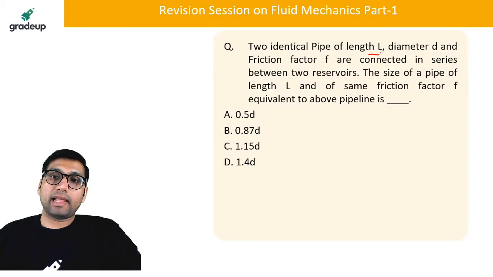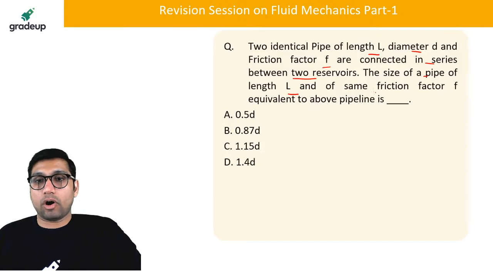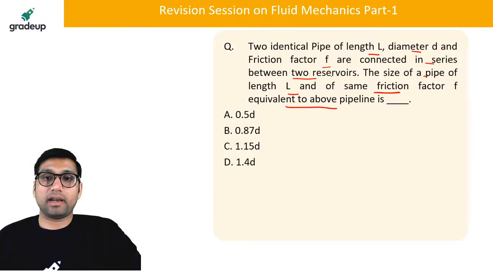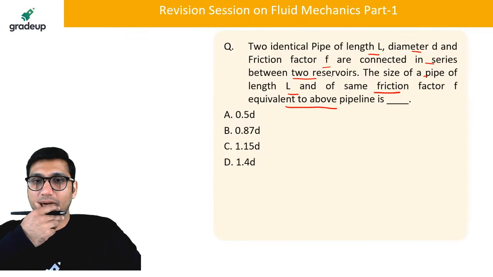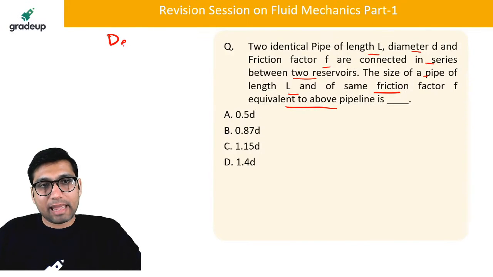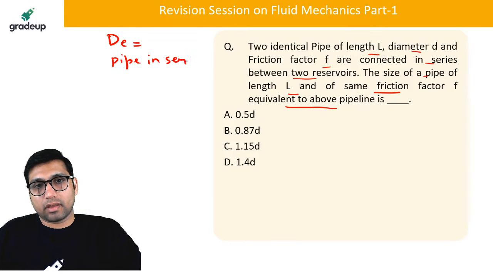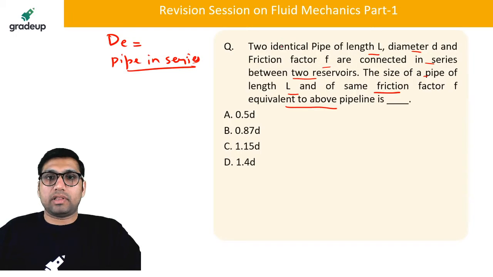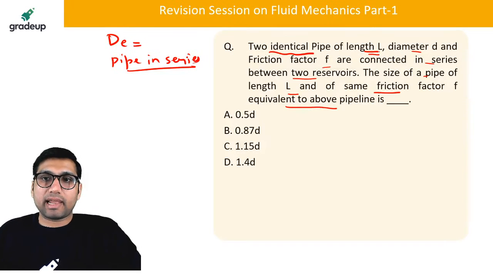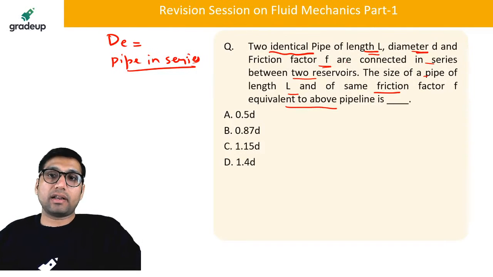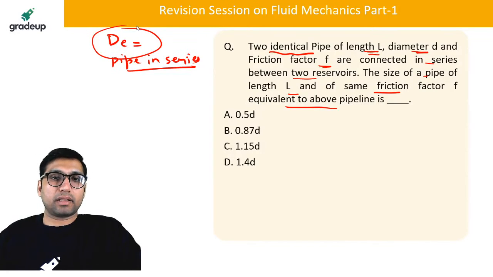Two identical pipes of length L, diameter D, and friction factor F are connected in series between two reservoirs. The size of the pipe of length L and the same friction factor F, equivalent to our pipeline, is... So basically you have to find the equivalent diameter for pipes in series connection. There are two identical pipes with the same length, diameter, and friction factor F. You have to find the value of the equivalent diameter in this connection. Come on everyone, quickly answer the question.